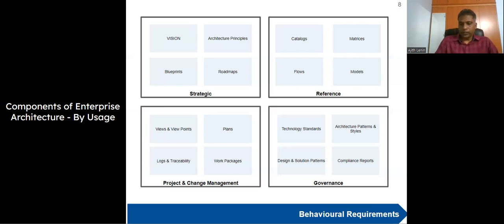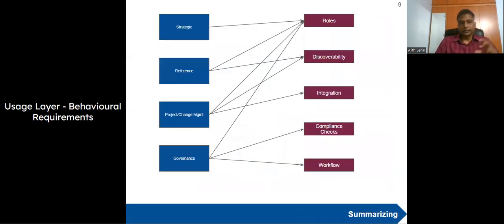And before we close out, we want to look at the behavioral aspect. So we looked at what are the components and who is going to own it and what level it is, what are the viewpoints we are looking at, right, etc. Now we'll quickly define the behavioral requirements that come out of this layer, right?